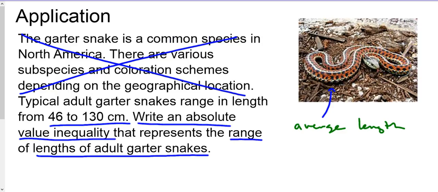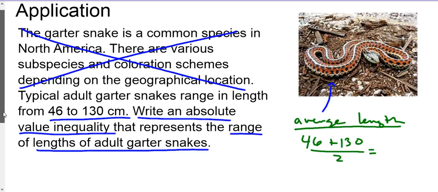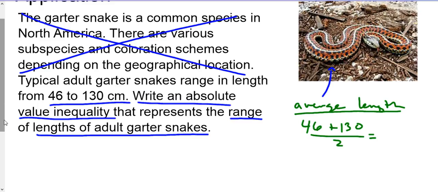Now, the average length of the garter snakes, we're going to find that by taking 46 plus 130, and we're going to divide that by 2. So we're first going to figure out what's the average length. When we find the average, we can do it two different ways. I'll just add those together, so we have 176 divided by 2. That's going to give me 8, 16, 16 is 88. All right, so I think we have 88. The average is going to be 88 centimeters.